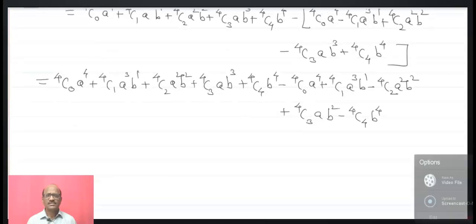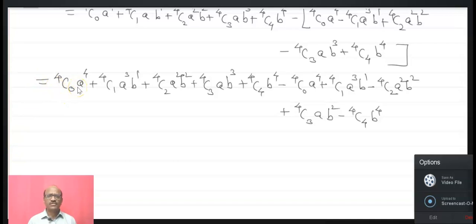See this here. Now what will happen here? The value of 4C0 a raised to 4: it is a plus and here is a minus. These two terms will get cancelled. Now the next is 4C1. Here that is a 4C1, and here is a 4C1 a cube b raised to 1. Next, these two terms will again get cancelled.